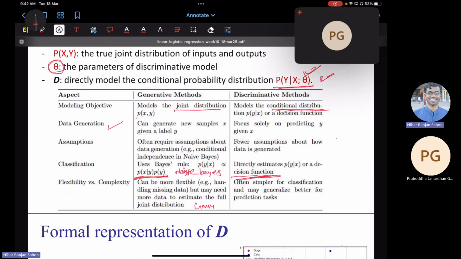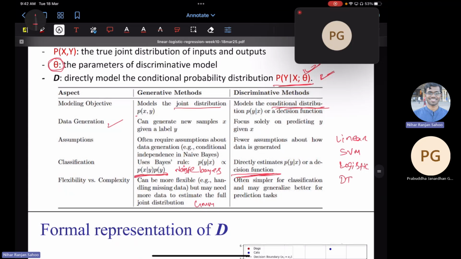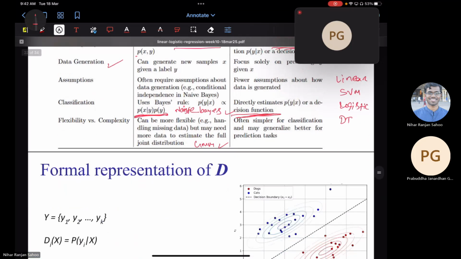Discriminative, we have discussed linear regression. We have discussed SVM. We are today discussing logistic regression. Then let's say decision tree. So there are many discriminative algorithms, right? And all the generative algorithms can be used for the discrimination task also. So this is something you need to know.